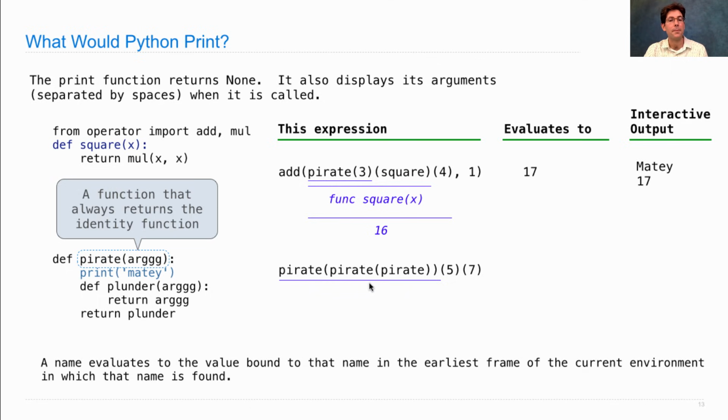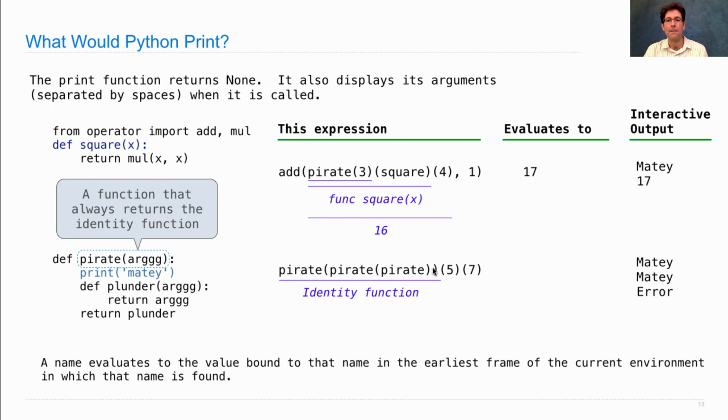Calling pirate on pirate gives me the identity function and prints out matey, of course, because every time I call pirate, I get matey printed out in the interactive output. So this gives me an identity function. I call pirate again, and that gives me another identity function and another matey. I then call that on 5. And that means I get 5 back. So far I have matey, matey, and then the whole operator expression here evaluated to the number 5.